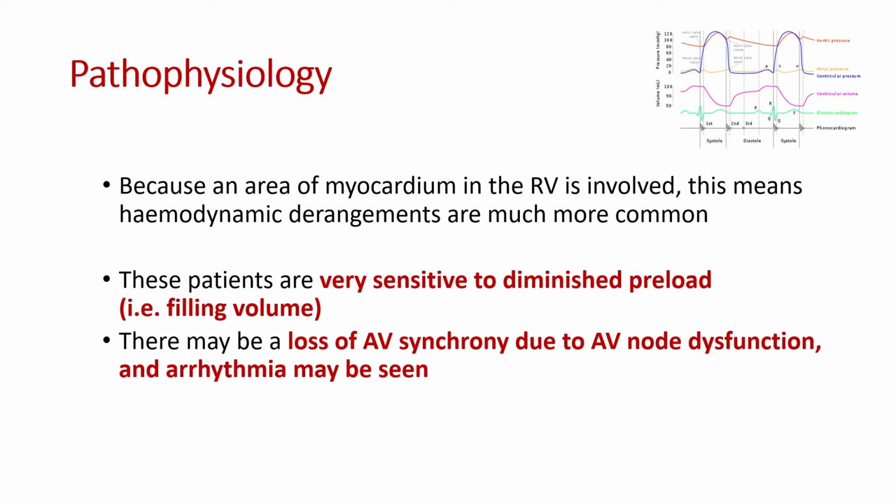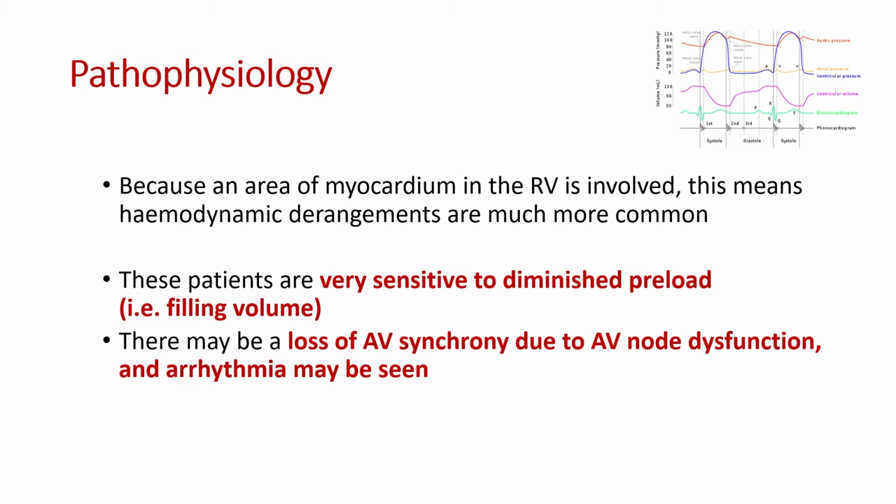We need to be very careful, because if there is right ventricular dysfunction, this may cause loss of AV synchrony, and we may see severe arrhythmias in these patients as well. Okay, so that's the patho. Right ventricle, you don't want to infarct it, you really don't. It is potentially going to cause this shocked, looking absolutely terrible MI patient.